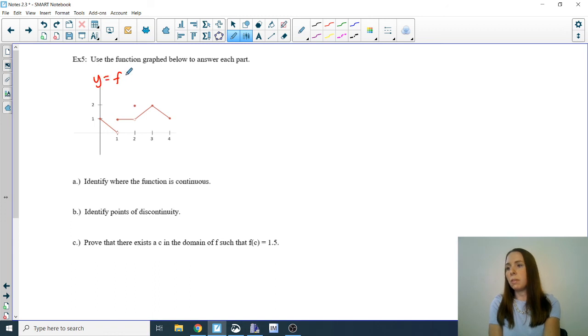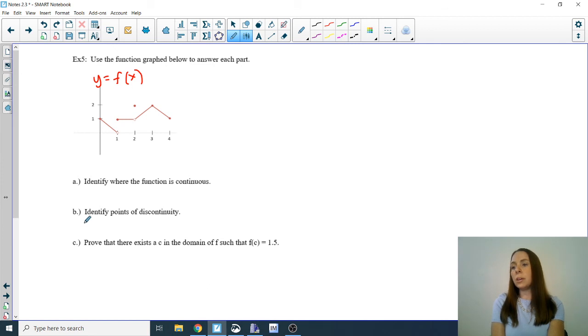And y equals f of x. We are asked first to identify where the function is continuous. I'm actually not going to do that first, I'll do that second. Part B is identify points of discontinuity, and I'm going to do that first. And then part C, prove that there exists a c in the domain of f such that f of c equals 1.5. Okay, we'll finish up with that. Let's do part B first.